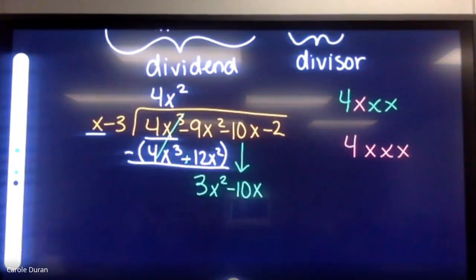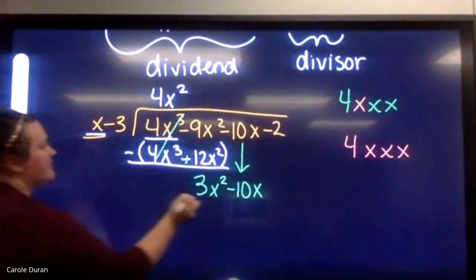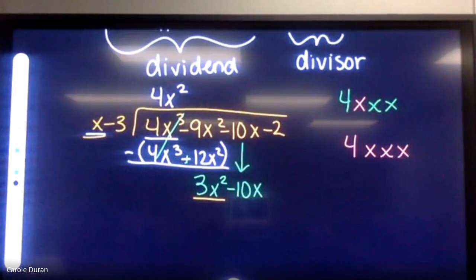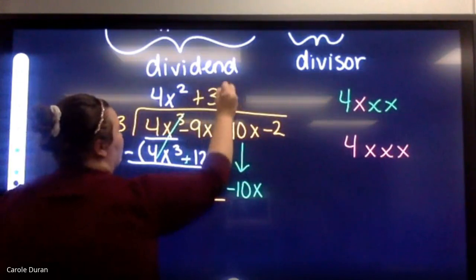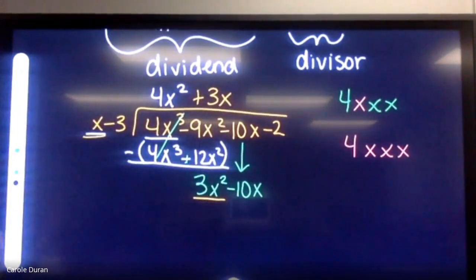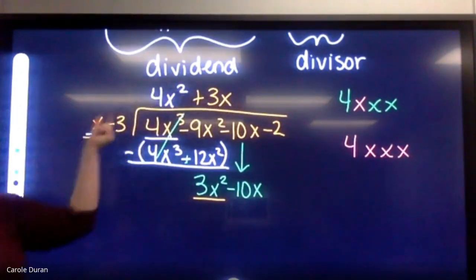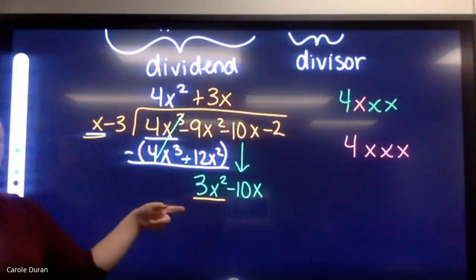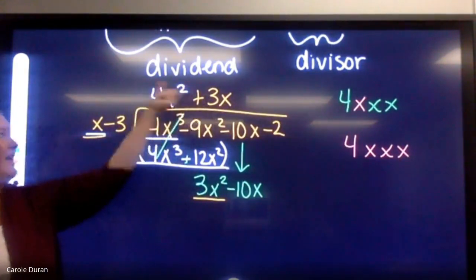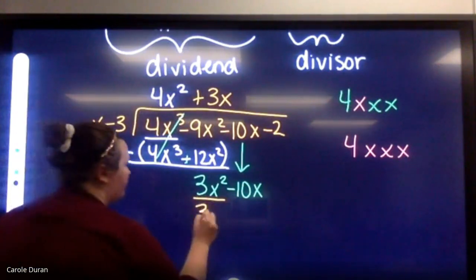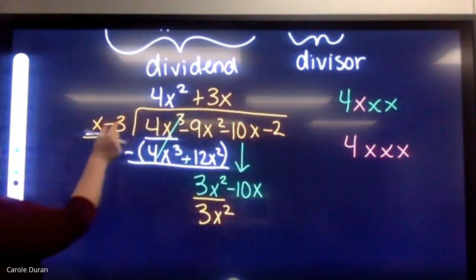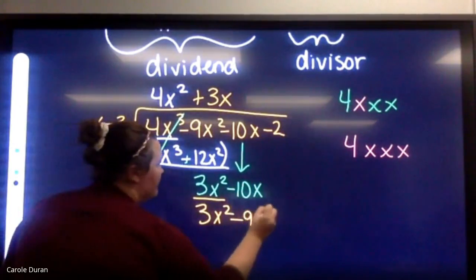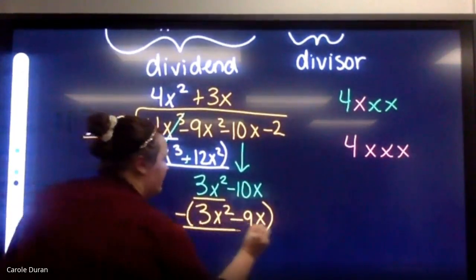Okay, so then I repeat the process. I'm going to ask myself, how do I get from this x to this 3x squared? A 3 and another x, so I call that 3x. If it's positive, yes, put plus, because it'll help us with our quotient later. Then I take 3x and multiply it into each term in my divisor and write it under its appropriate term. So 3x and x becomes 3x squared. 3x and a negative 3 becomes negative 9x. Put it in parentheses and subtract.